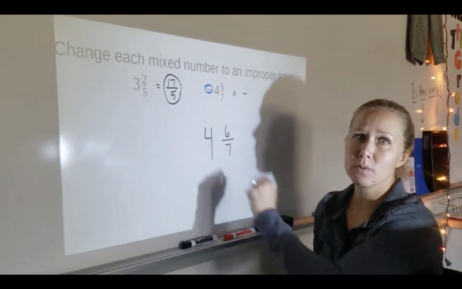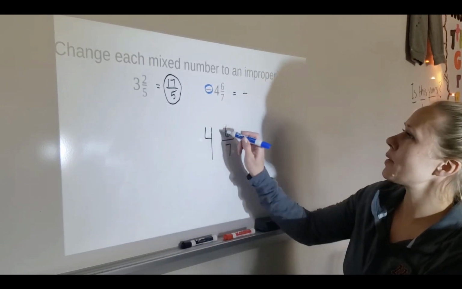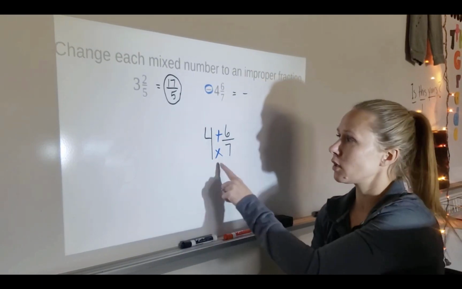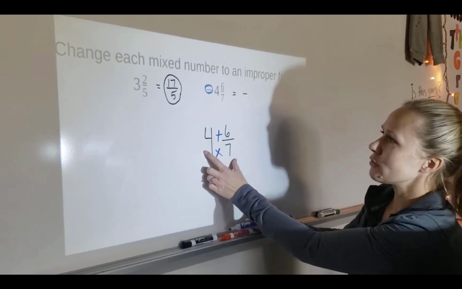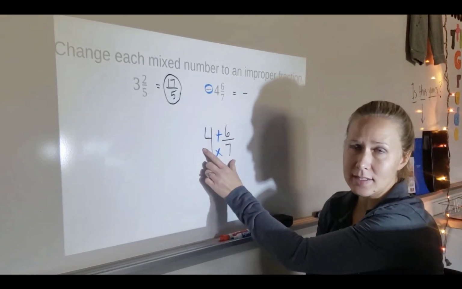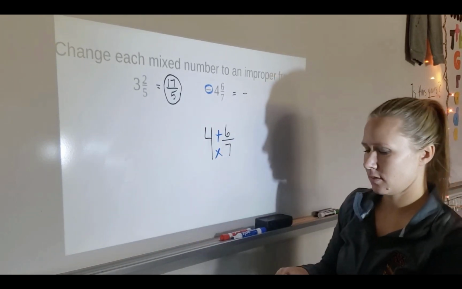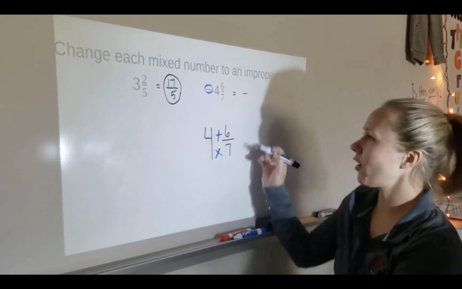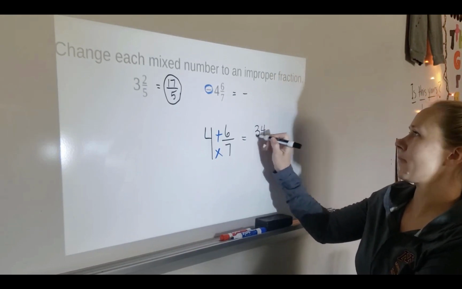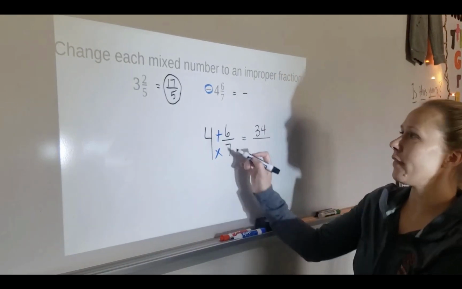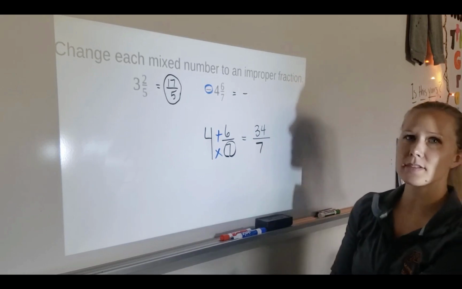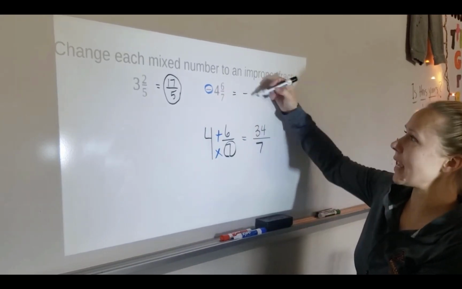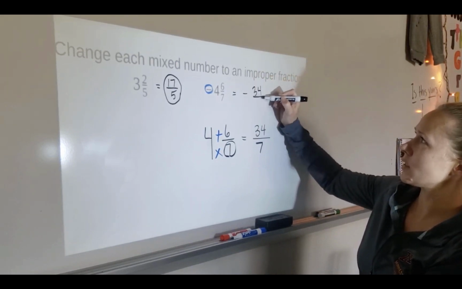We're going to do the same thing we did before. Do the Texas. So I'm going to put TX, abbreviation for Texas. Remember, order of operations, multiply first. So I'm going to have 4 times 7, and that's 28. And then I add the 6. 29, 30, 31, 32, 33, 34. 34. That's my numerator. And what size pieces? Well, they were sevenths here. They're still going to be sevenths. So negative 4 6/7 is the same thing as negative 34 sevenths.